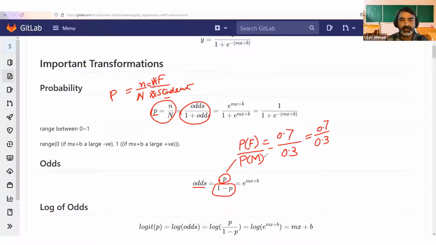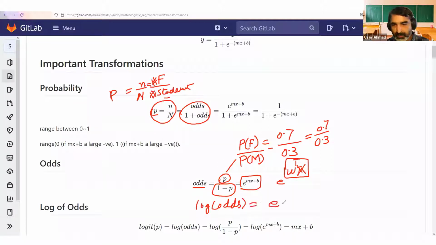Okay? And interestingly, we can represent odds with this expression, which is exponentiating your W transpose X. Your linear model, linear combination of weights and independent variables multiplied and summed together. If we exponentiate it, we get odds. And if we take log of odds, we will take log of exponentiated W transpose X. So log will cancel e.